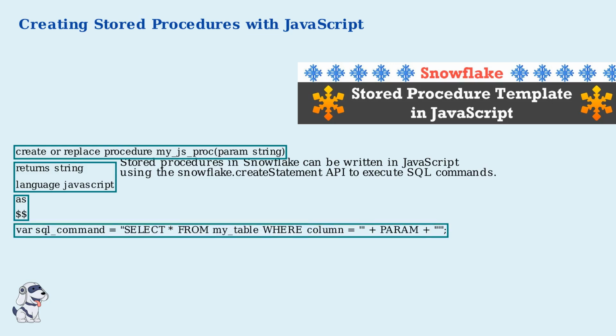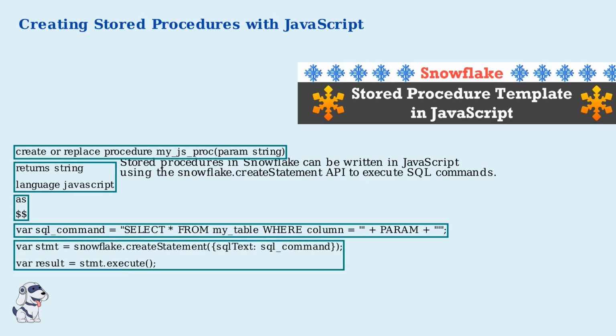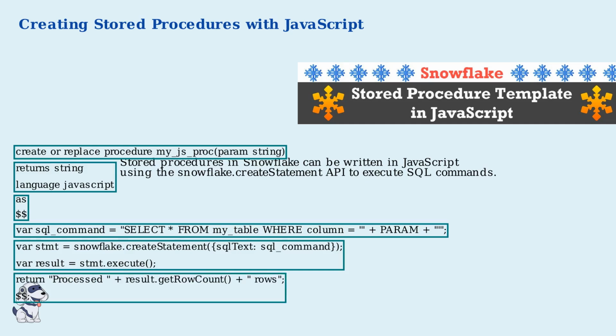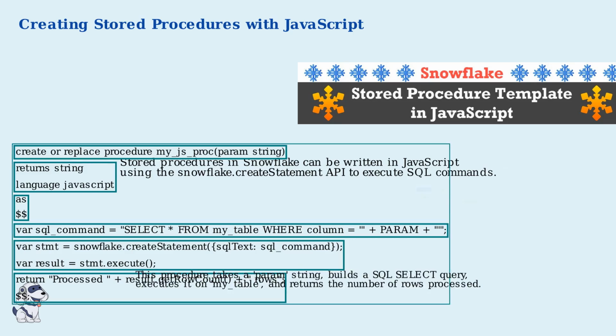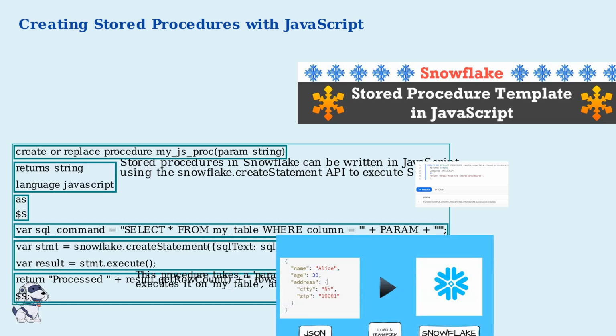Inside, it constructs a SQL command string using the parameter to filter data from myTable. It creates a statement object with the SQL text and executes the query. Finally, it returns a message with the number of rows processed. This JavaScript procedure, called myJSProc, takes a parameter, constructs a SQL query to select data from myTable, executes the query, and returns the number of rows processed. The data flow involves loading and transforming JSON data before processing in Snowflake.